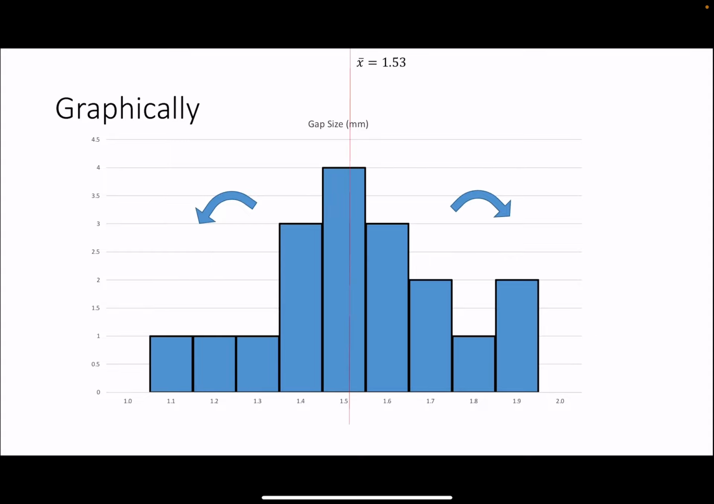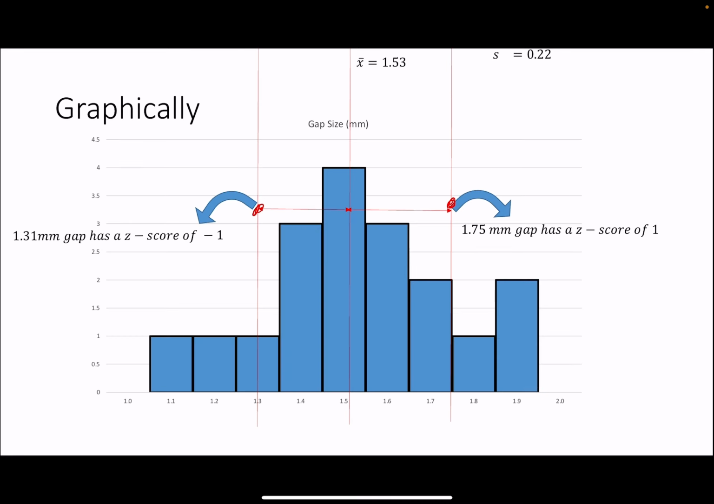Okay, so we graphed it there properly. This is what I just drew. That's 0.22, 1 standard deviation from the mean. Right? So a z-score of 1. Anything over here is a z-score of 1. Okay? But anything over here, let's draw that. Anything over here would have a z-score of 2. So nothing is outside of 2 standard deviations from the mean, so nothing gets rejected.